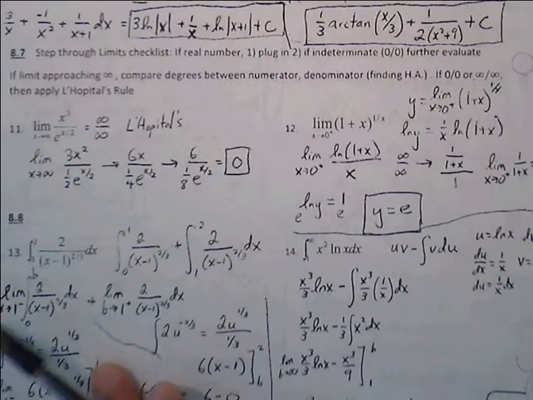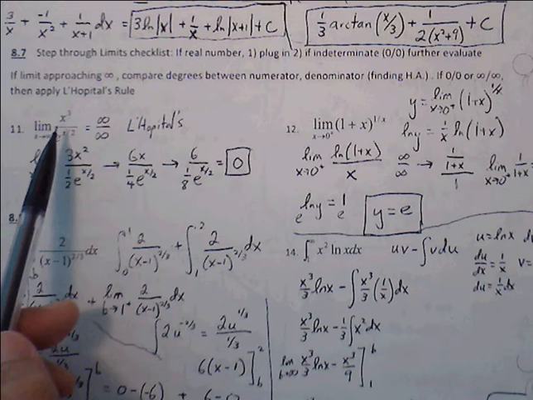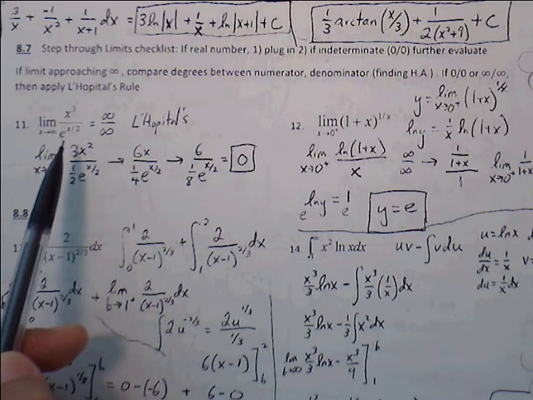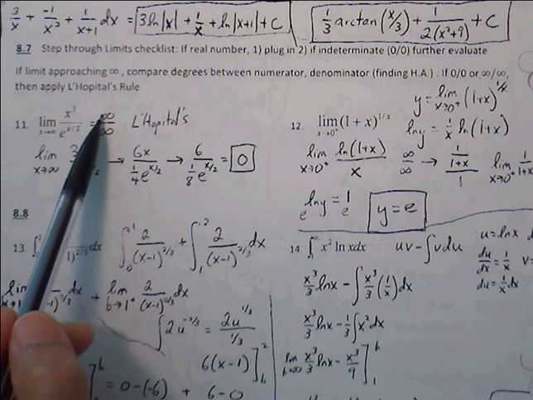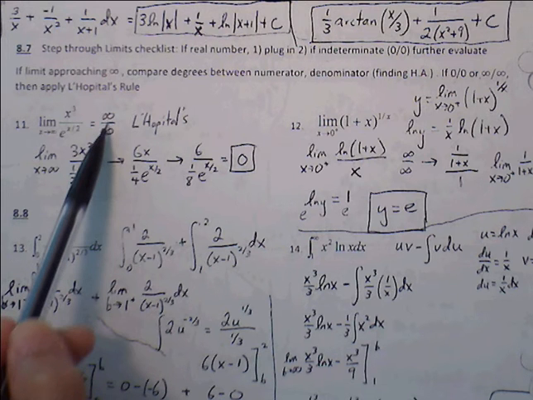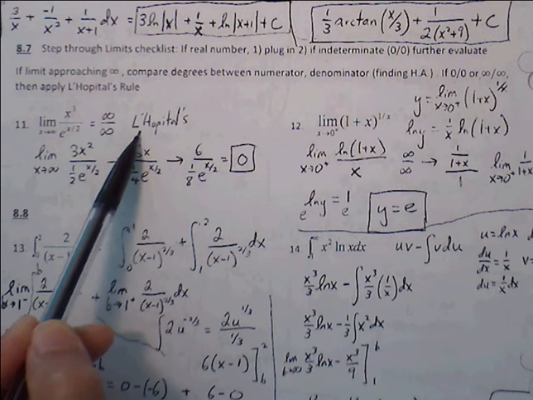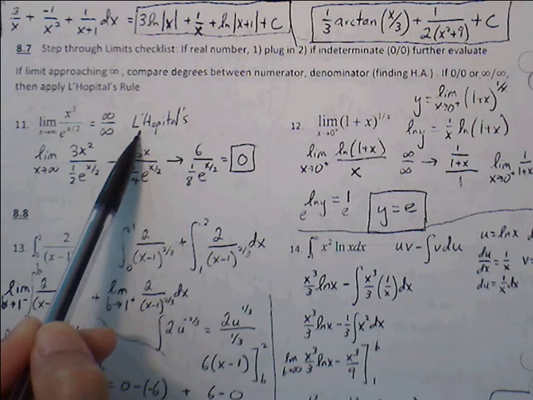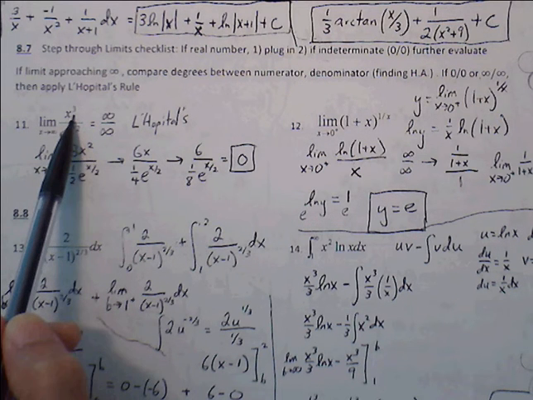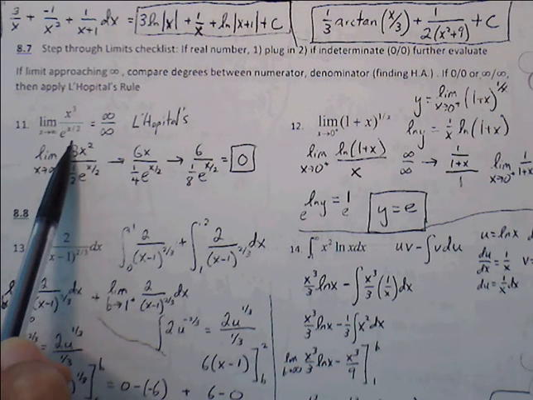All right, so 11, we have limit as x approaches infinity of x cubed over e to the x over 2. Now, if I plug infinity in for the x into numerator and denominator, I'm getting infinity over infinity. So this is an appropriate indeterminate form for us to apply L'Hopital's rule. So L'Hopital's rule, we're going to find the derivative of the numerator. Separately, find the derivative of the denominator.